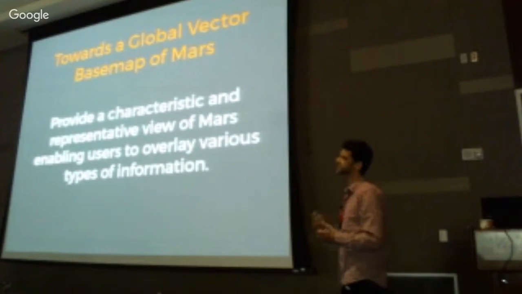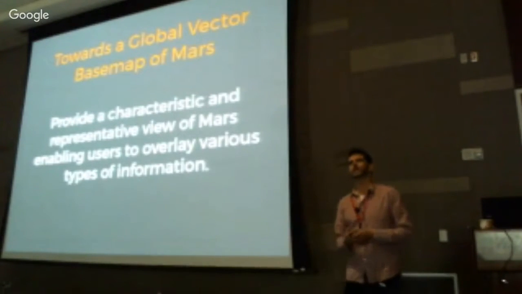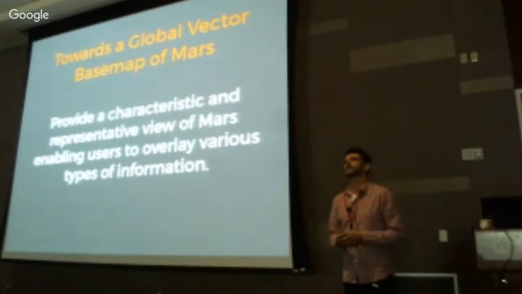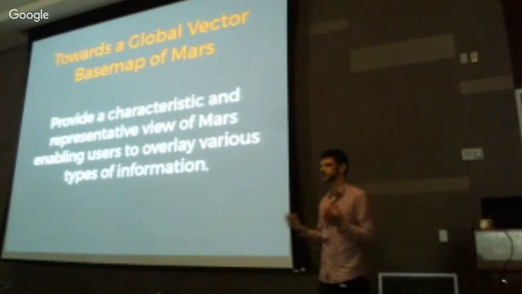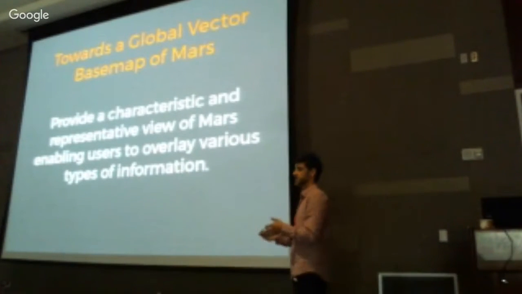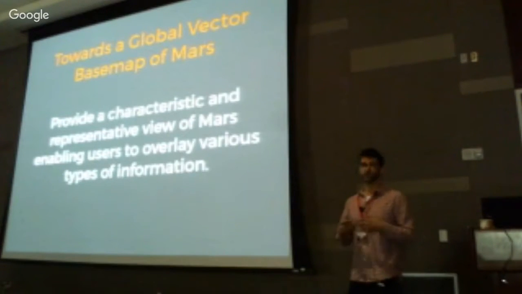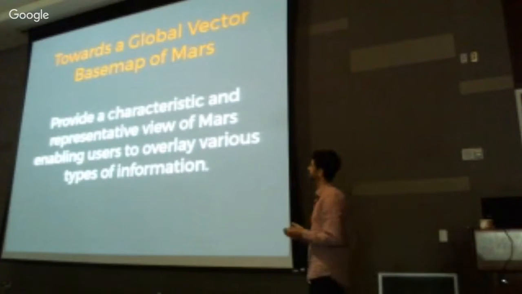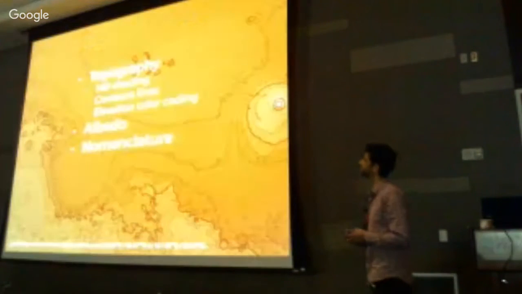When I say a characteristic and representative view of Mars, I mean, if you think of anybody looking at a map or looking at the contour lines of the continents of the Earth, they would immediately identify this image as being the Earth. What we're aiming at is to have the same thing for any other planet. So finding a characteristic and representative view of Mars.